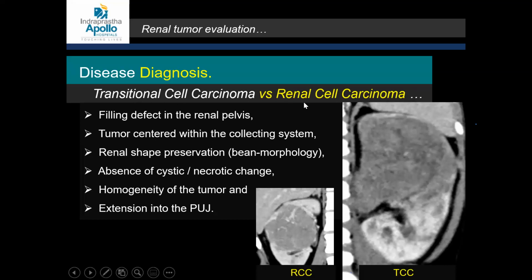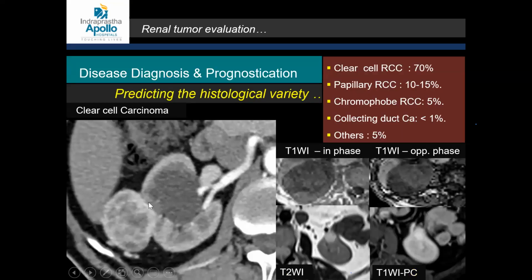How to differentiate TCC from RCC in a renal tumor? Look at the shape of the lesion. This is a ball morphology of a right renal tumor, while this is a bean morphology. So what is the difference in ball morphology? The shape of the kidney is distorted because of the pressure effect of the mass. But in bean morphology, the reniform shape is always preserved despite the size of the lesion. So when we have the bean morphology, suspect TCC. When we have a ball morphology, whether it is exophytic or endophytic, suspect RCC.